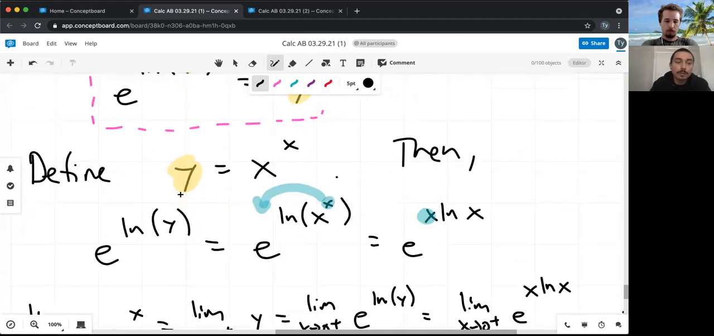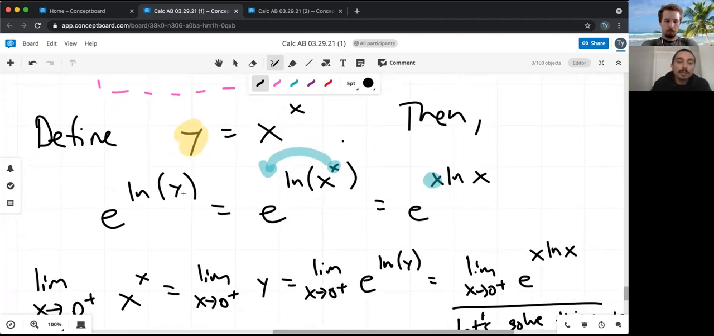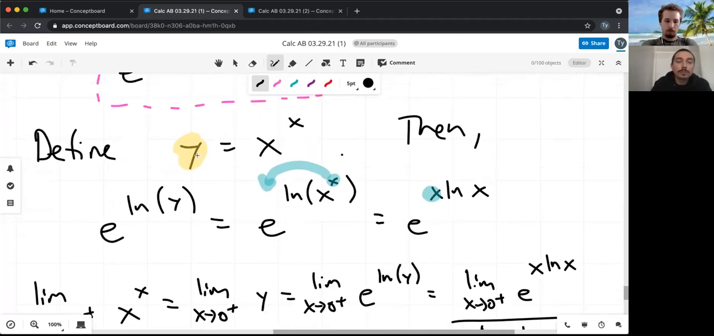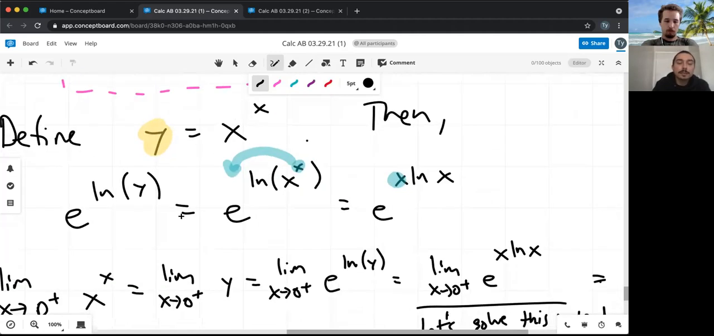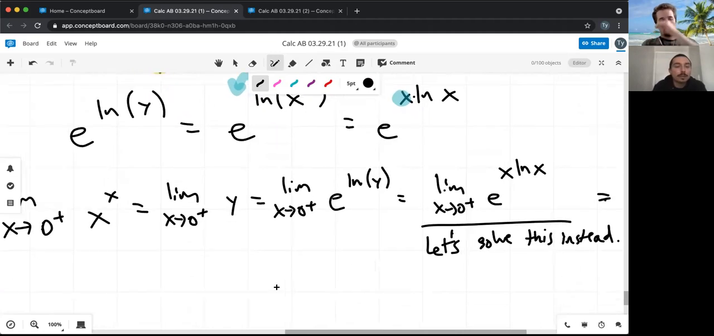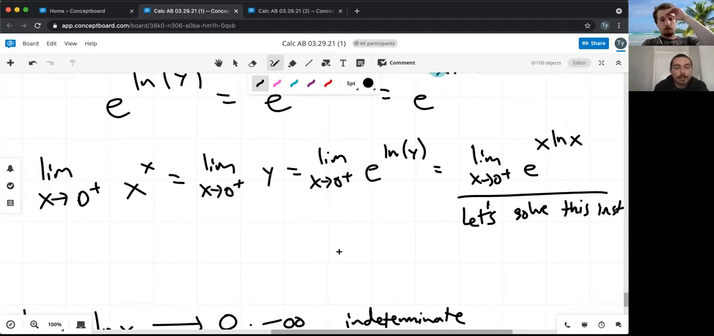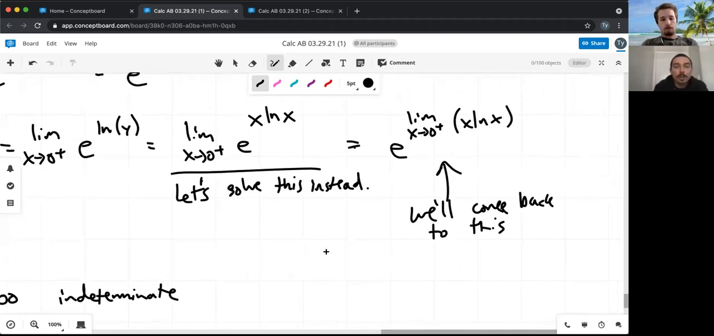Okay, so e to the natural log of y, which we know is just y, is the same as e to the natural log of x to the x. But using a log rule, we can pull that exponent out front and multiply like that. Okay, so that's just a little bit of backing up to where we were at before.